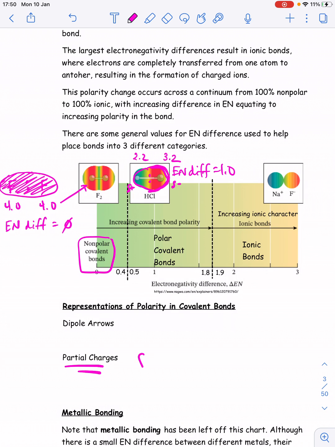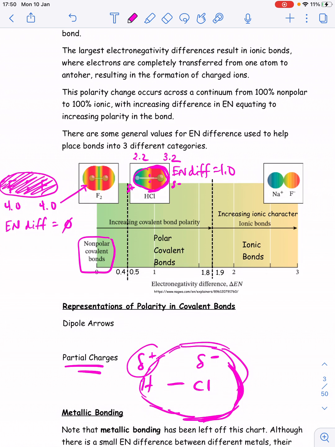You'll notice I used this funny symbol here. It's actually a lowercase Greek delta. It kind of looks like a squiggly lowercase d. And so that's to imply that the chlorine end of this bond is a little bit negative because the electrons are more heavily on this end. There's more electron density there. And there's not much electron density near the hydrogen, so that end ends up being a little bit positive. So that's one way to represent this polarity.